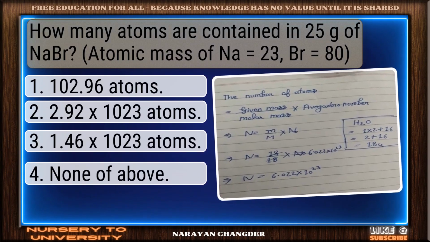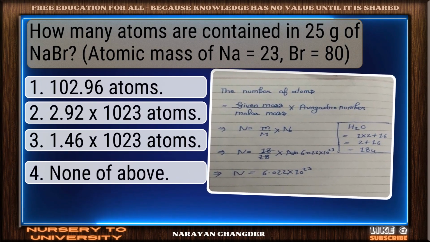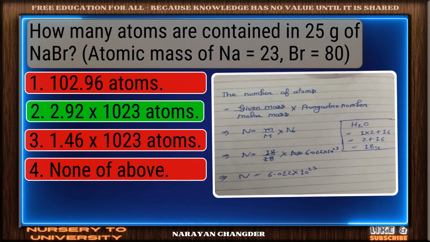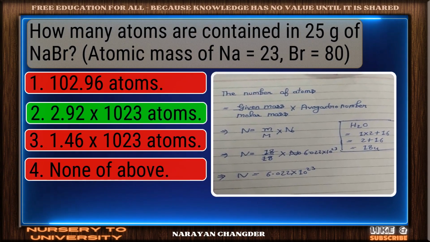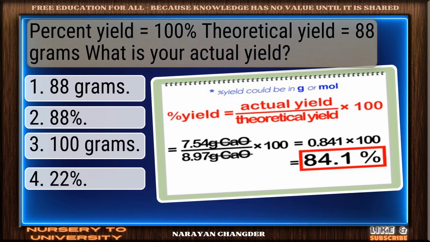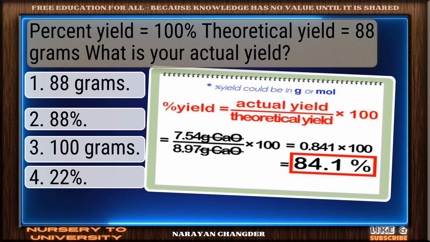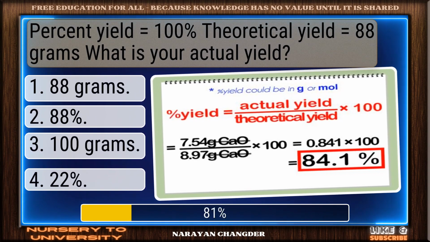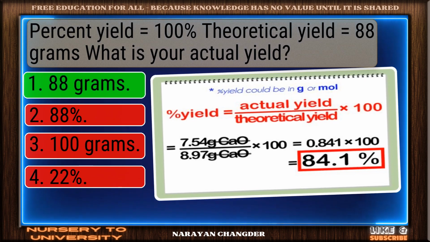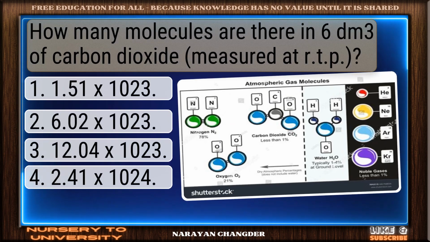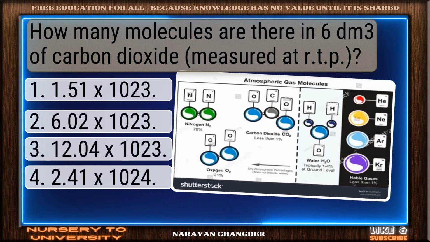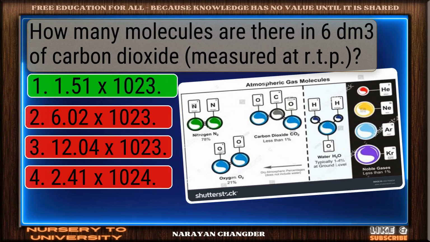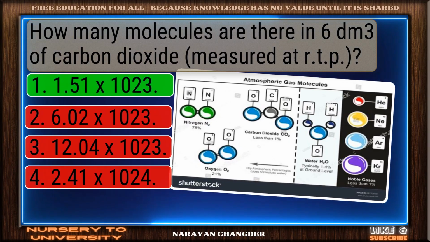How many atoms are contained in 25 g of neon? Great thinking. 2.96 atoms is the right choice. Percent yield equals 100%. Theoretical yield equals 88 grams. What is your actual yield? Well picked. 88 grams is the correct answer. How many molecules are there in 6 dm3 of carbon dioxide? Excellent choice. 1.5x10^23 is the right answer.